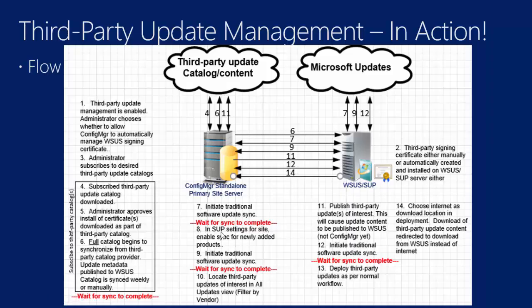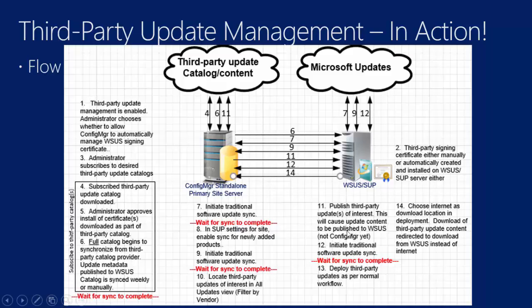And once you choose the products, yeah, we have to sync again, step number 9. So step number 9, we know what products we want. Now we've got to go get them. So the metadata from WSUS gets placed into ConfigMgr. We need to wait for that synchronization to finish. Once we're done with that synchronization, step 10, we're going to locate any third-party updates that we've synchronized that are of interest. In the all updates view, there's a category filter by vendor. I'll show you that. And then we need to choose to publish which updates we want.